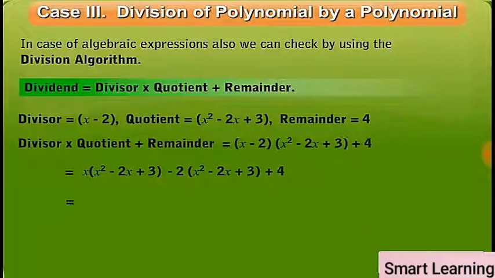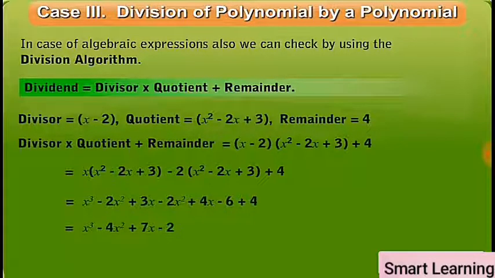Opening the brackets, this becomes equal to x cubed minus 2x square plus 3x minus 2x square plus 4x minus 6 plus 4. On simplification, this becomes equal to x cubed minus 4x square plus 7x minus 2, which is equal to dividend. So here we are getting dividend is equal to divisor into quotient plus remainder. That means the division we have performed is correct.